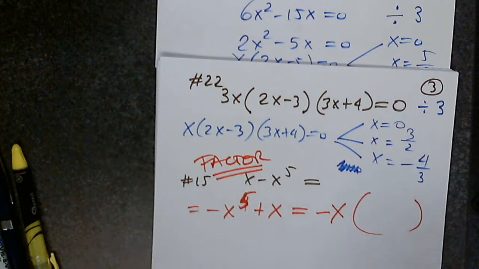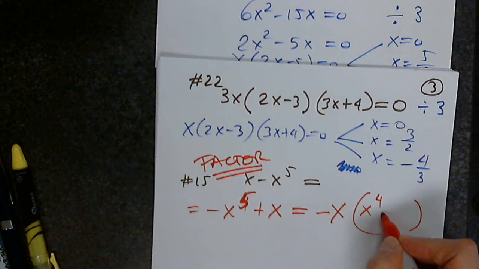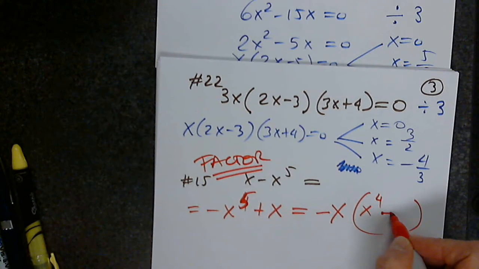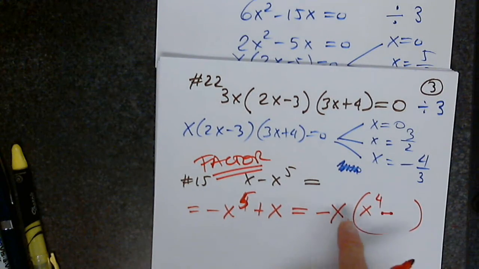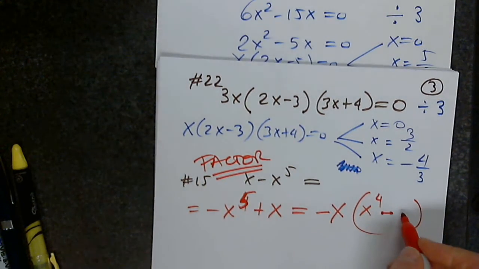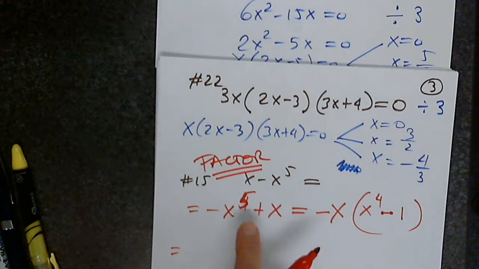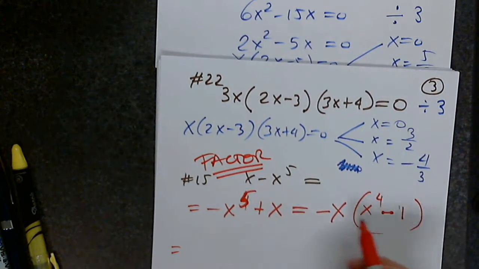So what do we have in parentheses? x to the 1 plus... Careful, careful. This seems to be close. Let's check. Negative x times x to the fourth is this, but it has to be a negative 1. Negative x times negative 1 is positive x. If I write x, then I'll have x squared.